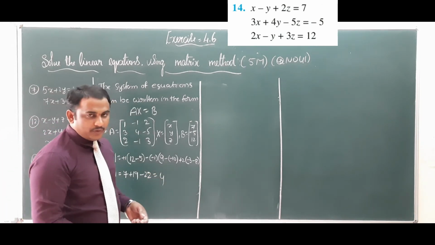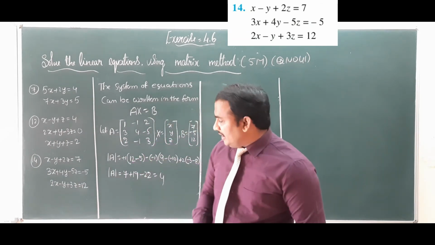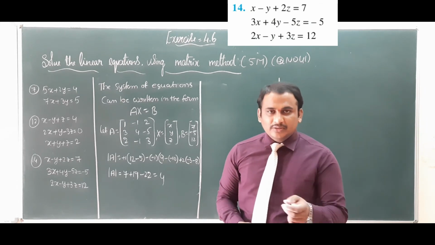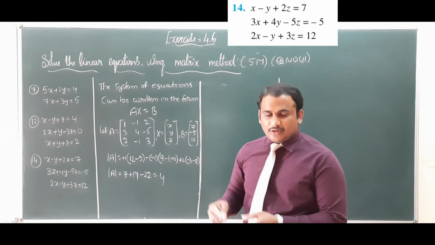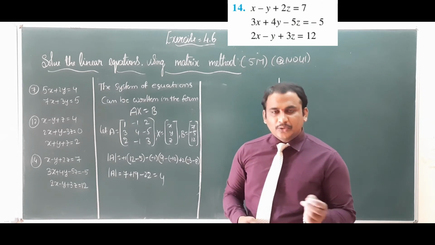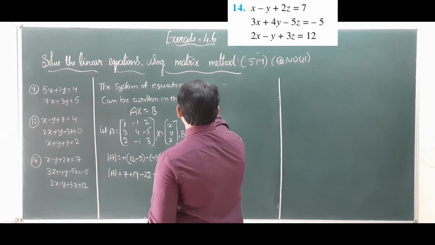That det A value 4 not equal to 0 means A is a non-singular matrix. When A is a non-singular matrix here, what you have to solve? X equal to A inverse into B. Means you have to find out adjoint of A. Adjoint of A means first you have to find out cofactors of A. Cofactors of A here, A11.